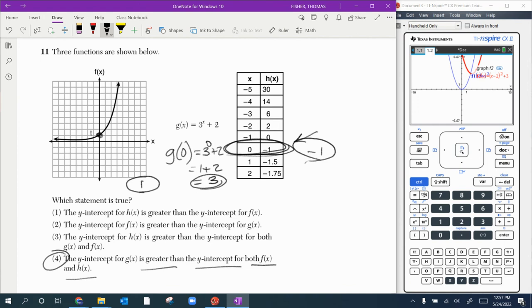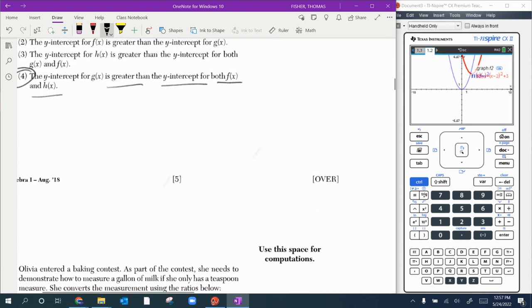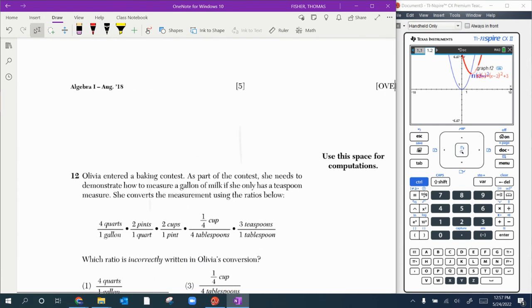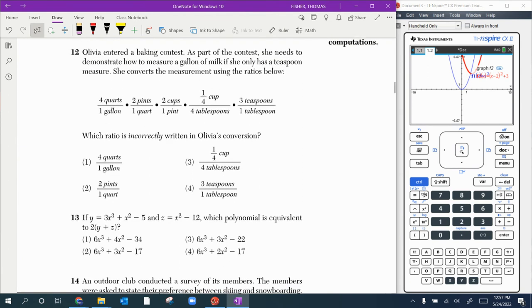And then if we go to the next page here, number 12. Having trouble scrolling here. Here we go. So number 12, this is called dimensional analysis. This is one of those things we don't use that often, but it does come up here and there as kind of one question on the Regents. So it's a nice way to convert between units. So you'll see here, she's using what we call conversion ratios, or basically multiplying by 1. So she's starting off with 4 quarts in 1 gallon. So this is equal to 1. There are 4 quarts in 1 gallon.